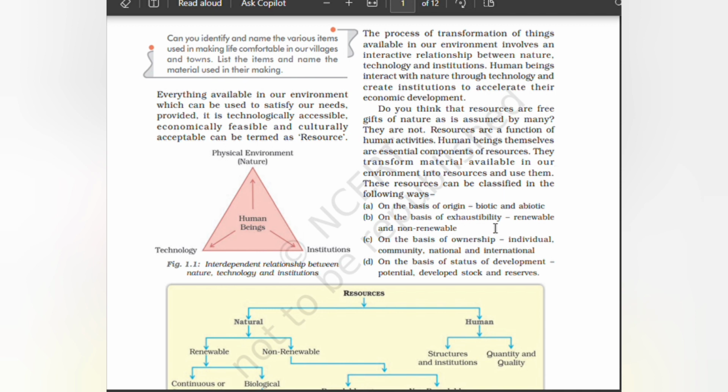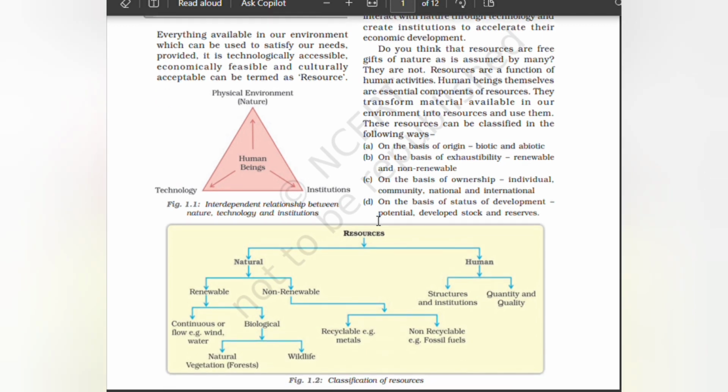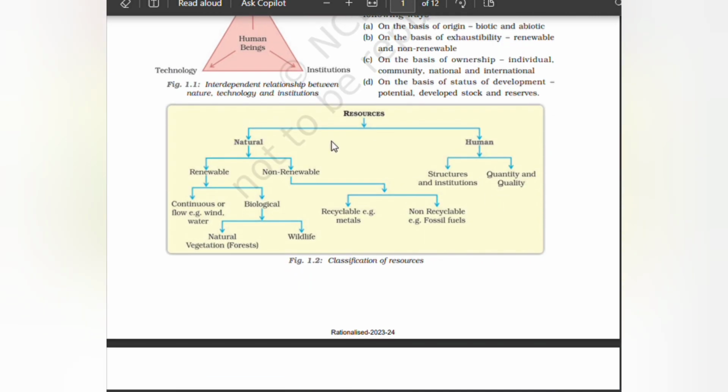These resources can be classified in the following ways. On the basis of origin: biotic and abiotic. On the basis of accessibility: renewable and non-renewable. On the basis of ownership: individual, community, national and international. On the basis of status of development: potential, developed, stock and reserves.